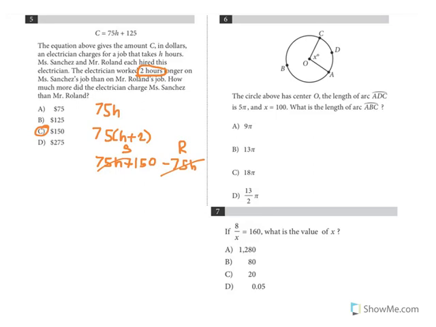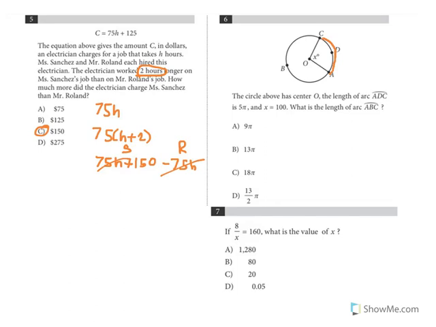The circle above has center O. The length of arc ADC is 5 pi and x equals 100. What is the length of arc ABC? So here we have to look at the fact that we're talking about a central angle, since the vertex is at the center. So everything is proportional, everything is in ratio here.